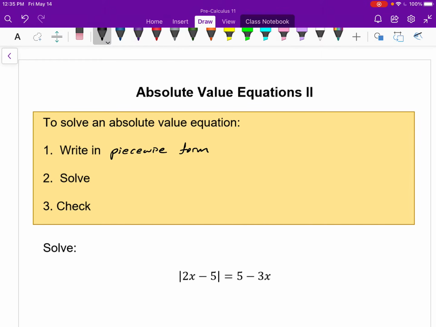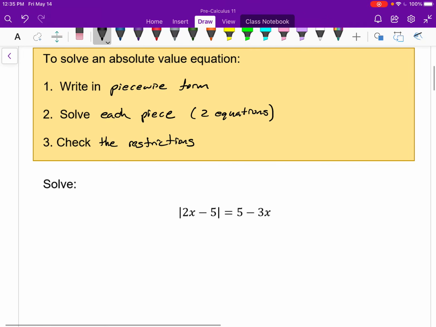Once you have something in piecewise form, you want to solve each piece separately. And you should have two equations. So you solve these two equations separately, and then check the restrictions. Because again, each piece we only look at for certain values of x, and we want to make sure the solution we have matches that value of x. So that's it. As always, the best way of learning this is to try it.